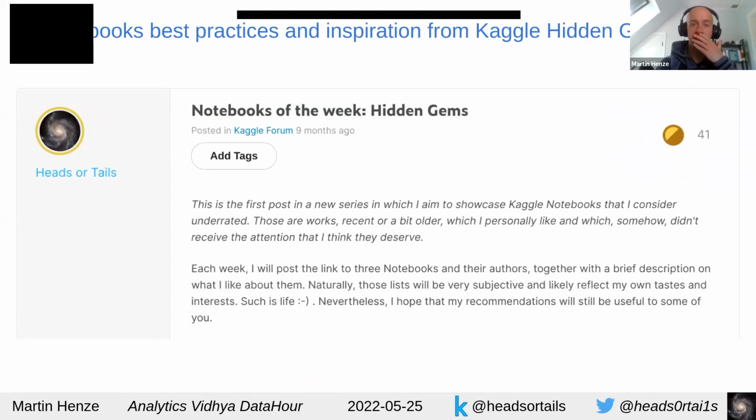And if you want to get inspiration of what nice notebooks look like, I have this series on Kaggle. It's called Hidden Gems, where I look for notebooks that are great in one aspect or another, right? Great data visualization, great storytelling or something like this, but they haven't gotten much engagement from the community, and I'll post them so that other people can see them too.